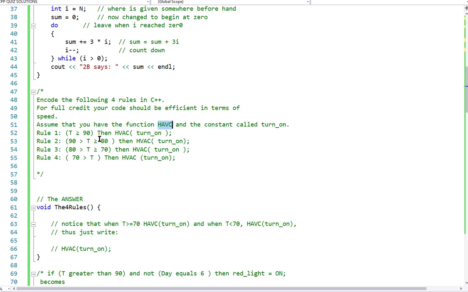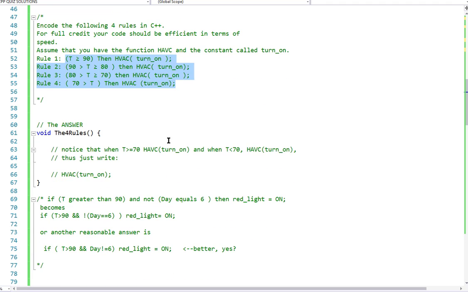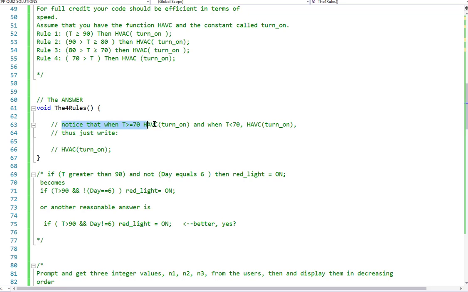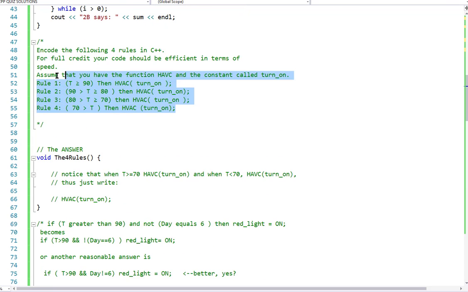If the temperature is between 90 and 80, inclusive, that is inclusive with 80, then turn it on. If T is less than 80, but greater than or equal to 70, turn it on. And if T is less than 70, turn it on. Well, you might sit down and start writing out nested if-then statements, which wouldn't be, well, it's not the answer. But if we look at it and think for a few minutes, we find out the AC unit is on all the time. So the answer is just turn the AC unit on. All 4 rules just boil down to this. It's trying to see the forest in spite of all these trees in the way.